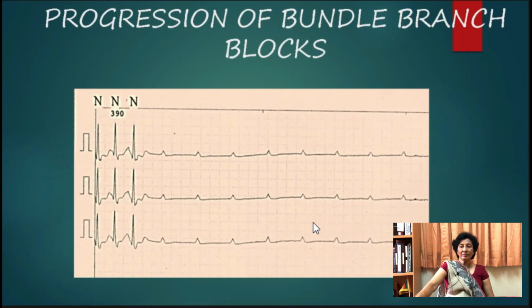You have to remember one thing: in this case the AV node is normal. This complete heart block is not due to conduction failure of the AV node, it is caused by the total conduction failure of both the right bundle branch and the left bundle branch.